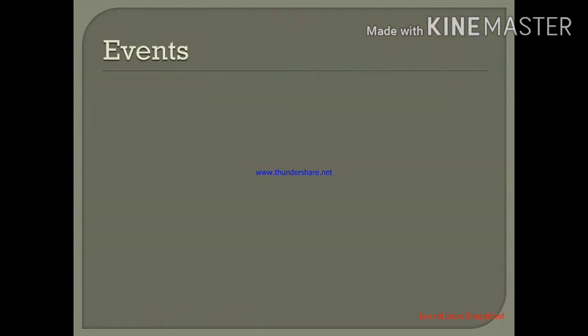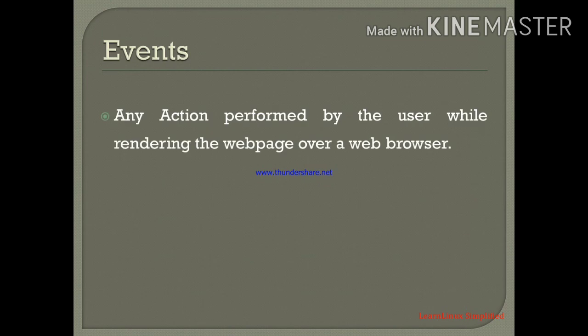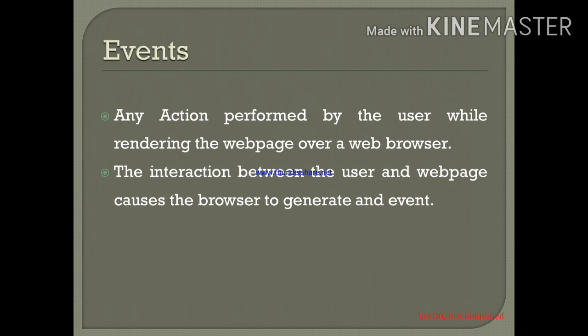First, events. What are events? Any action performed by the user while rendering the web page over a web browser is an event. That means whenever we open the web page over the browser and we perform any kind of action like clicking, double clicking, selecting, deselecting, all these actions are referred to as events. The interaction between the user and the web page causes the browser to generate an event. That means whenever we do any kind of action in the browser, that action is taken as an event in a browser.